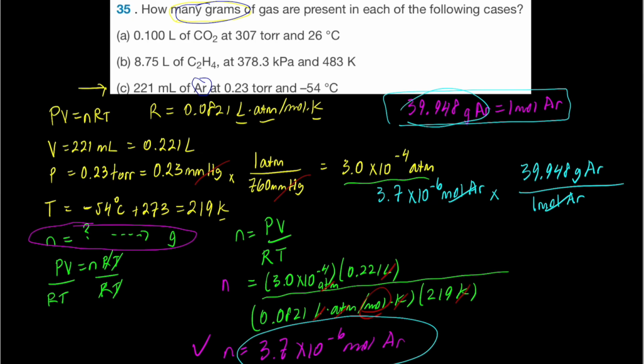Okay, and let's grab our calculator. 3.7 times 10 to the minus 6, multiply by 39.948, and I get a value of 1.5 times 10 to the minus 4. Okay, and the units are grams, and the chemical is argon, so we normally write the chemical formula after the mass. So that's how you do this problem. It's a great utility of the ideal gas law.